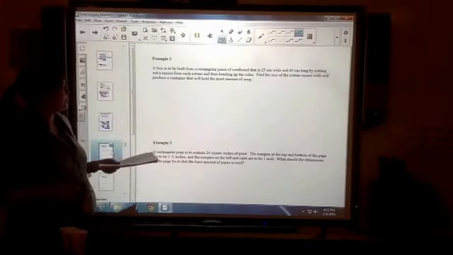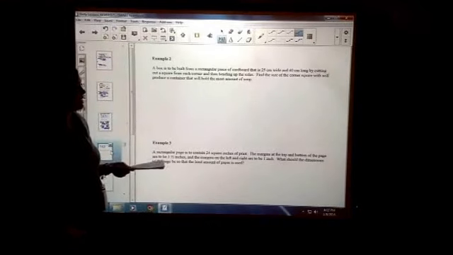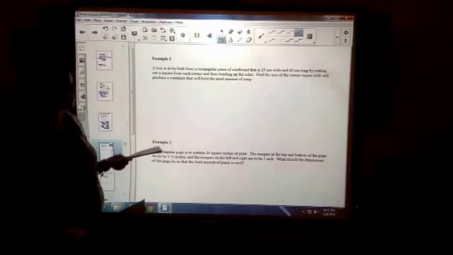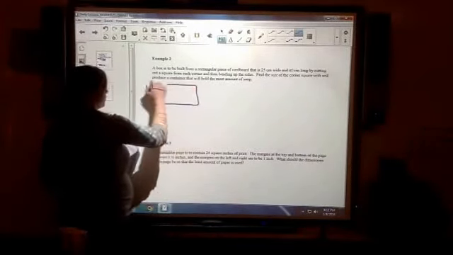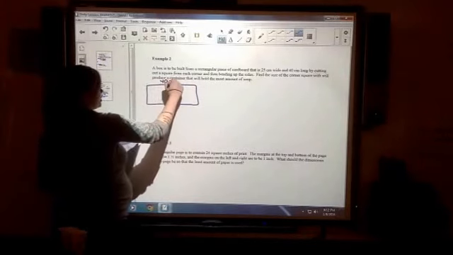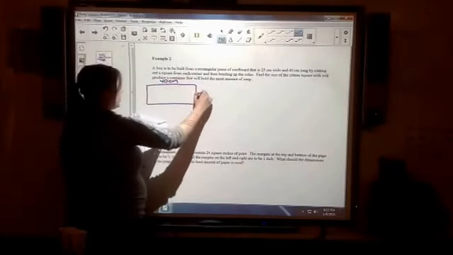On 142, the first one: a box is to be built from a rectangular piece of cardboard that is 25 centimeters wide and 40 centimeters long. So first thing I'm going to do is draw that. So this side is 40 centimeters by 25 centimeters.